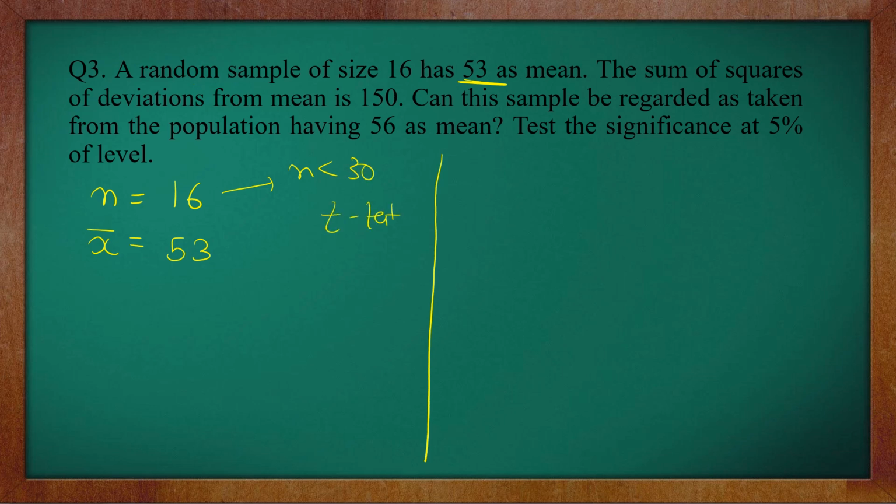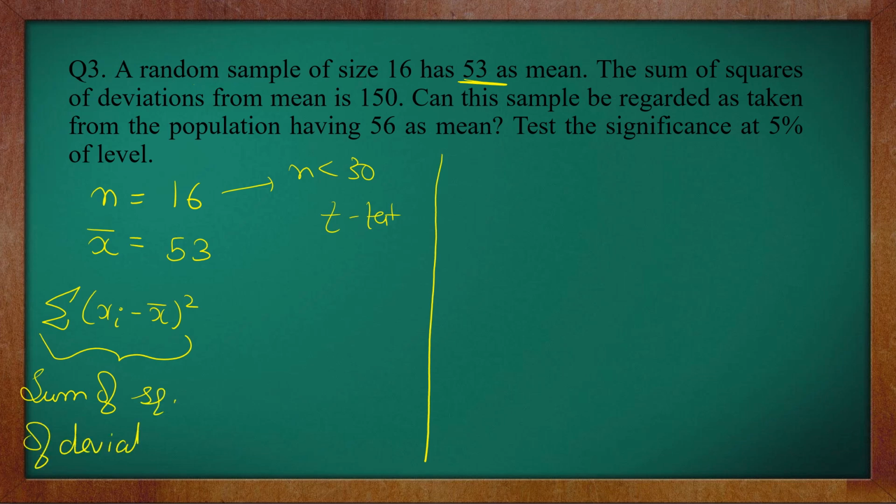Done. Next, the sum of square of deviation. Guys, I have already discussed in my z-test video that sum of square of deviation means this one. This notation is called sum of squares of deviations. It's a different question now. Three different questions I am discussing with you. First one was one-tail, second one was two-tail. Now, what is the sum of squares? It's given to me: 150.